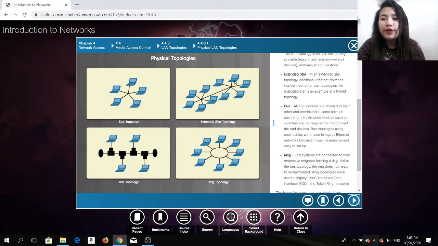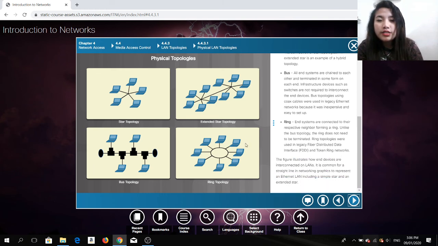Then the extended star, as you can see here in the next picture. In an extended star topology, additional Ethernet switches interconnect other star topologies. An extended star is an example of a hybrid topology. The next one is the bus topology. All end systems are chained to each other and terminated in some form on each end. Infrastructure devices such as switches are not required to interconnect the end devices. Bus topologies using coax cables were used in legacy Ethernet networks because it was inexpensive and easy to set up.